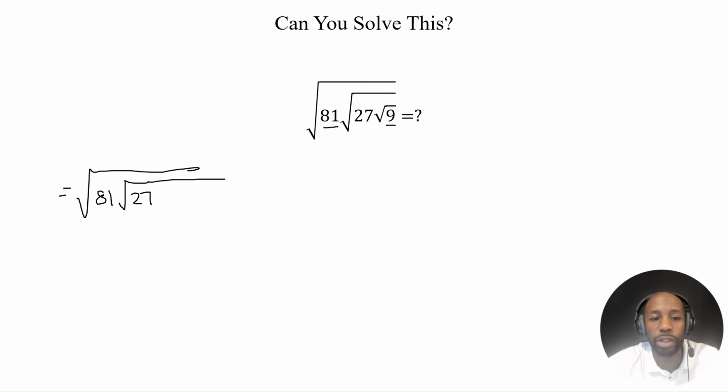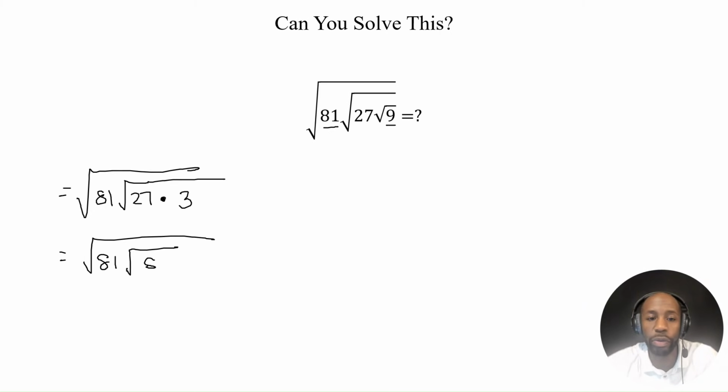Now, square root of 9 is 3, so it's 27 times 3. Now, 27 times 3 is 81, so that's 81 times the square root of 81. And we know the square root of 81 is 9. Okay, so that's going to be 81 times 9. Now, 81 times 9 is 729, which you can take the square root of.